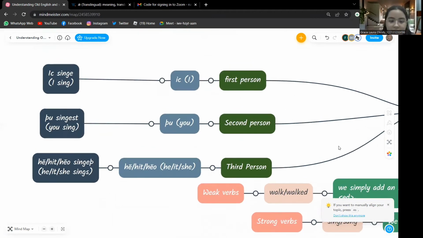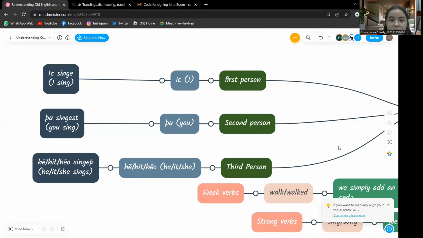Okay, thank you. To get more understanding, let's take a look at this example. Here's an example of the various parts of one Old English verb, singan, if I'm not mistaken in pronouncing it. It means to sing in modern English.